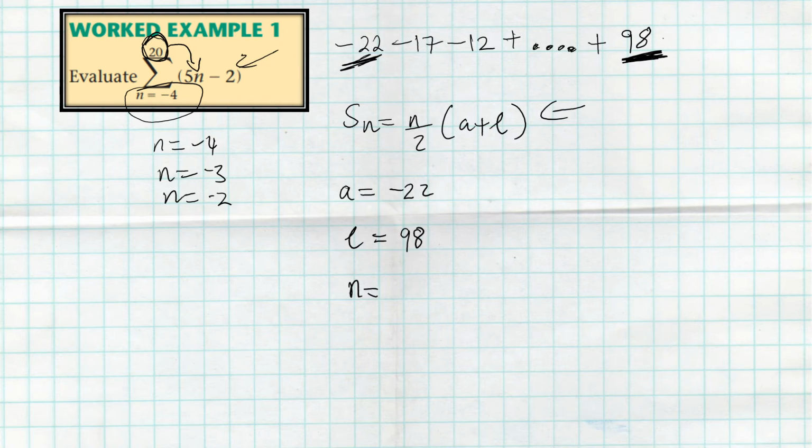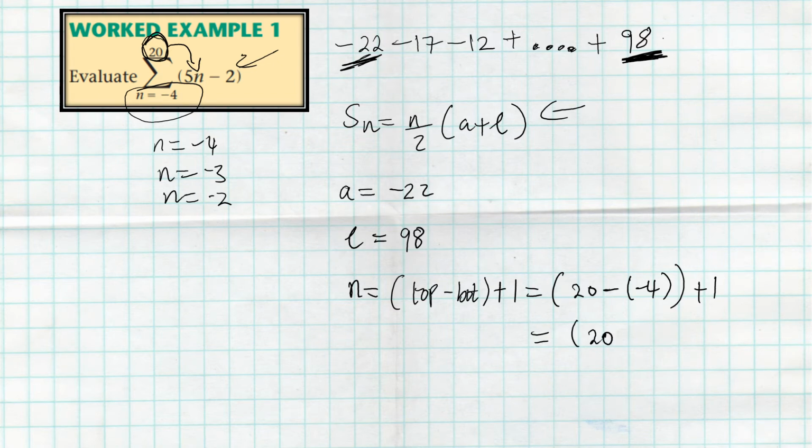Now our n. Don't forget, in the previous slide I just showed you how to calculate n in sigma notation. You say top minus bottom plus 1. What is your top value? The top is 20 minus, and be very careful here because your bottom is negative, so I put it in brackets, then plus 1. Negative and negative give me positive, so it's 20 plus 4 plus 1, which gives us 25. So there are 25 terms being added.